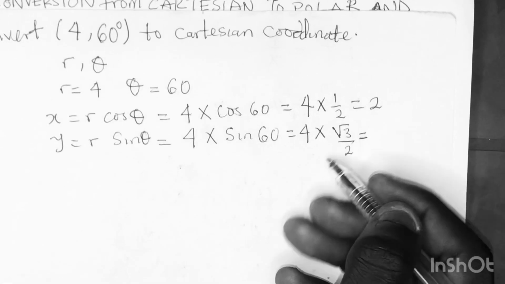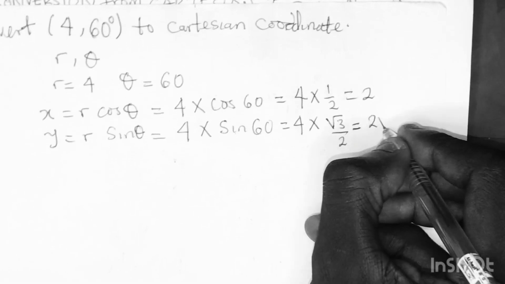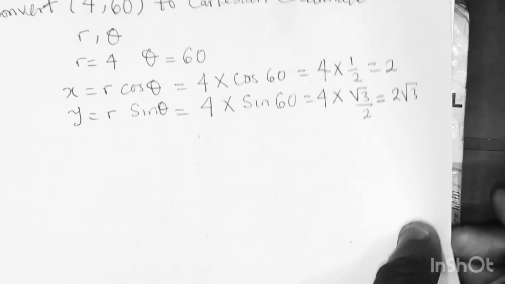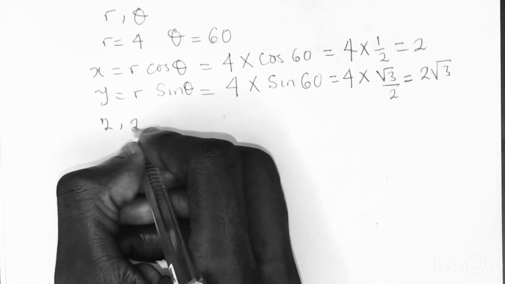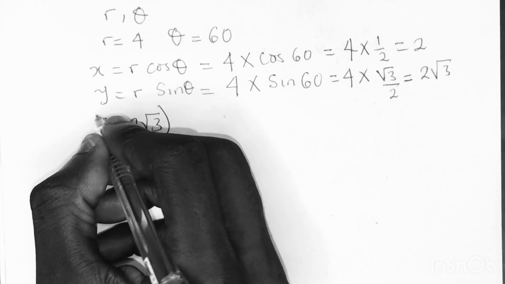So 2 will cancel 2 here. I will be left with 2 root 3. So this will give me, in Cartesian, 2 comma 2 root 3. Do you understand that now?